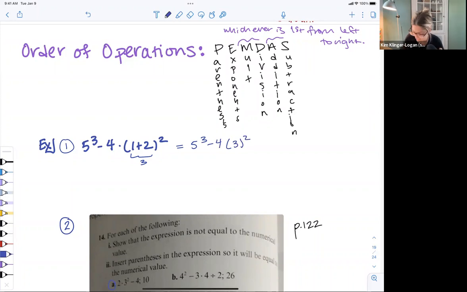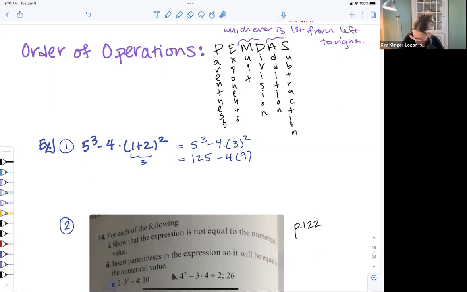And then I perform my exponents. So 5 cubed, I think that is 5 times 5 is 25, times 5 again is 125. And then 3 squared is 9. So performing both of those exponents.